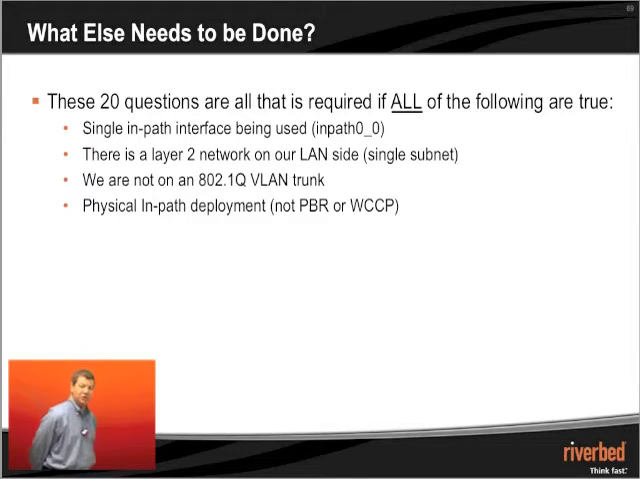You can get away with doing just the 20 questions if you've got a single in-path interface being used. Also, if there is only a layer 2 network on the LAN side of the steelhead. Also, if we are not using any type of 802.1 trunk VLANs, and if what we're doing is all physical in-path, we're not trying to do any logical in-path configurations. So let's dive into the particulars of these types of configuration examples.